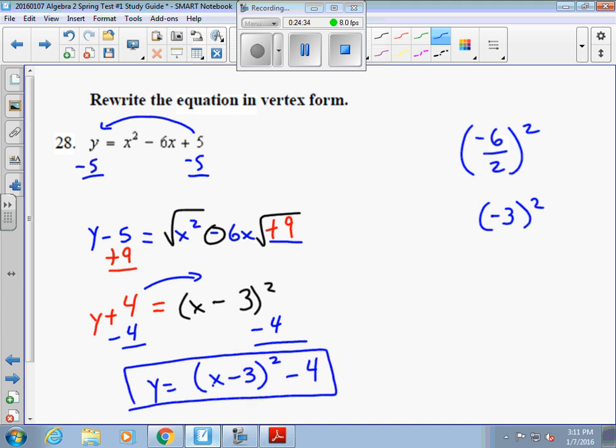That is vertex form. Remember what the vertex is based on that? It's the opposite of what you see in parentheses for x's value. That says negative 3, so it's positive 3. And it's exactly what it says on the outside of the parentheses, negative 4. So the vertex then would be positive 3, negative 4.